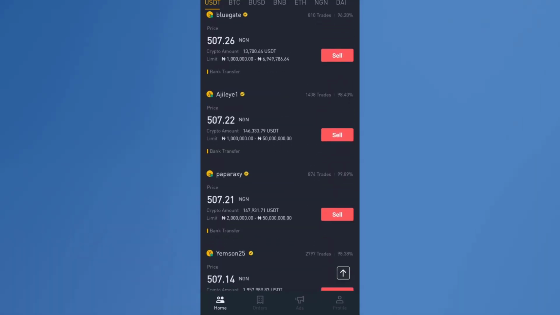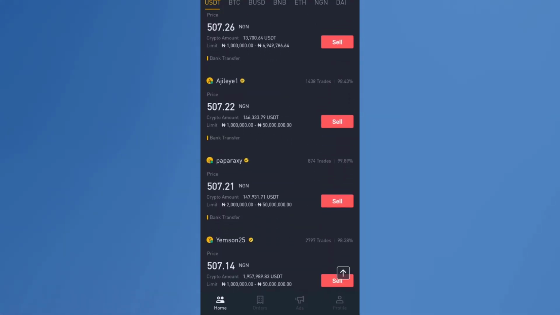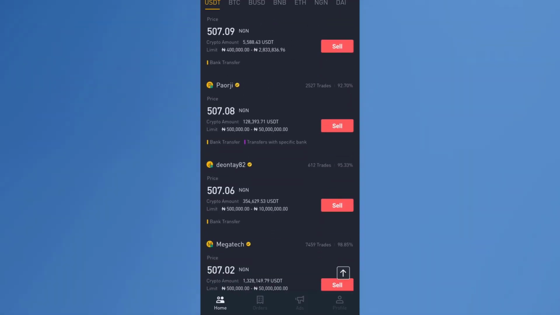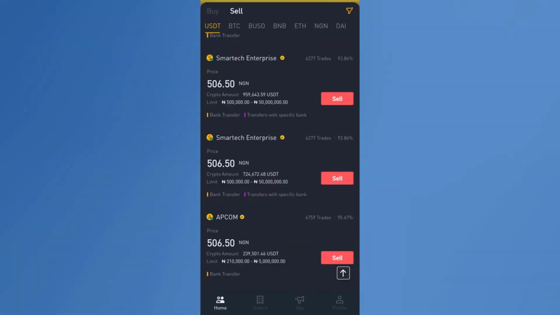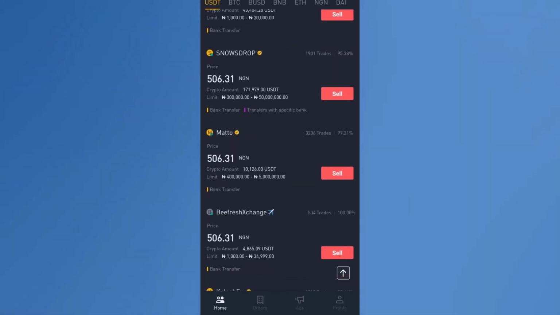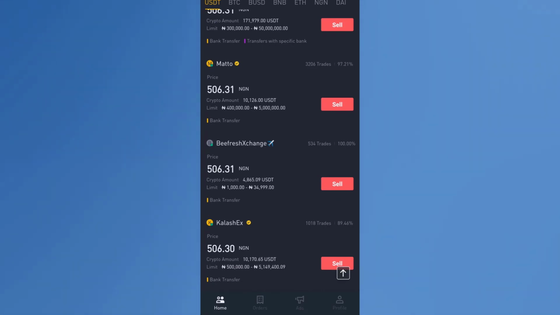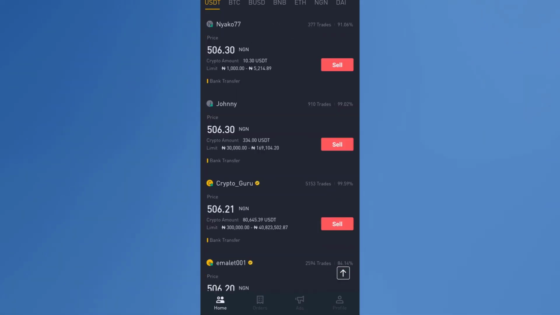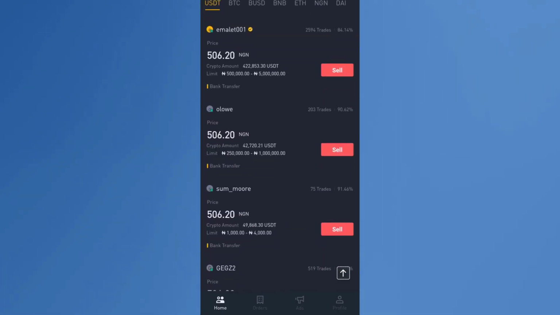Based on the present market price, you want to put your buy order at 505 at least, or even if you put your price at 506, put it at 506 on the dot so that you can sell it at 506.50. Or if you put it at 506.50, you want to sell it at 507.